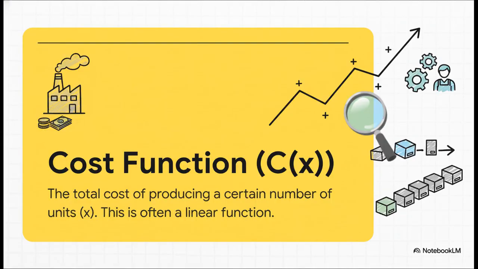Next, let's look at the cost function, C of X. This models all the money we have to spend to produce our items. For a lot of business models, we can keep this pretty simple and assume it's a linear function.